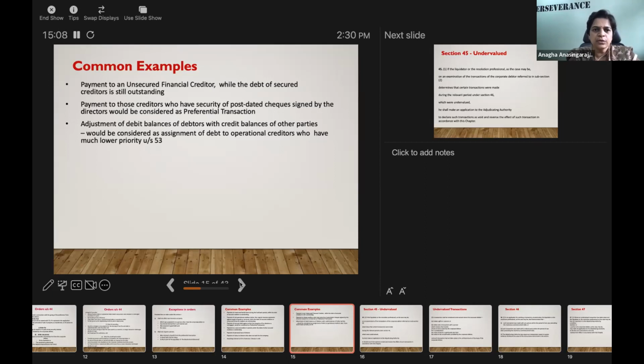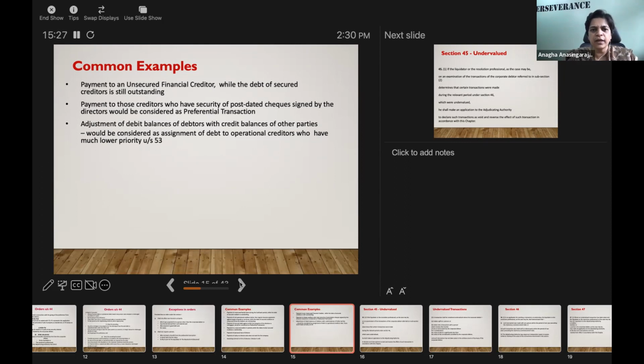Payment to those creditors who have security of post-dated cheques signed by the directors would also be considered a preferential transaction, so that we can say that this payment is being done so that 138 cases are not filed against the directors. So with that intent, the payment is made to these creditors in priority.